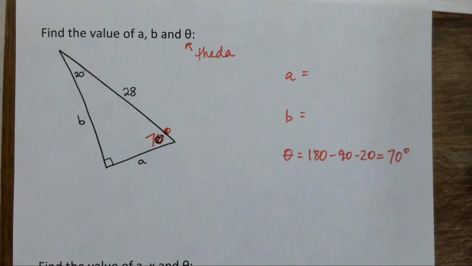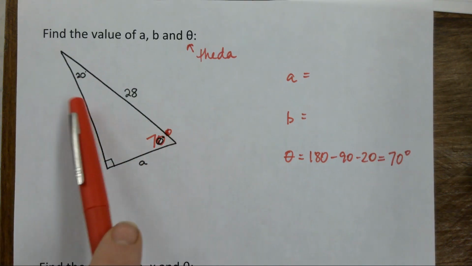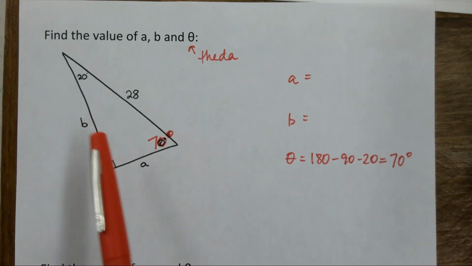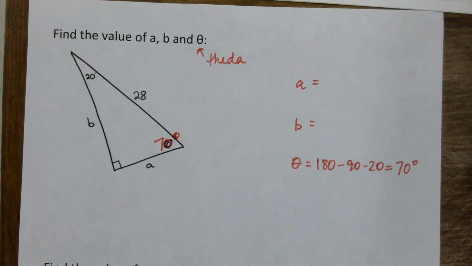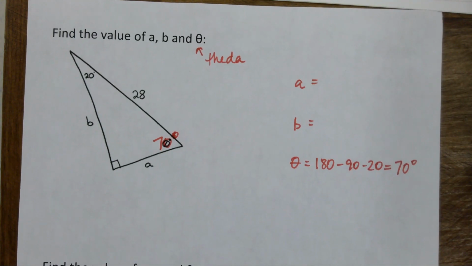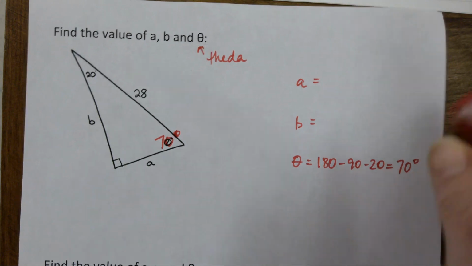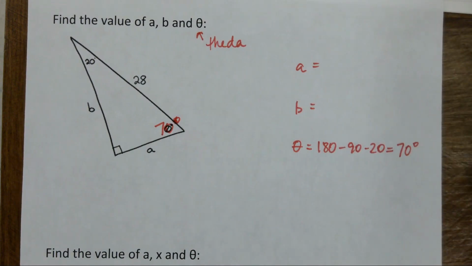I don't have enough information to do Pythagorean theorem, do I? This is not a special right triangle, so I can't use any of those rules. How do I know it's not special right? What do these angles have to be for one of our special ones? 45 and 45 or 30 and 60. This is 20 and 70, so it won't work. So what's my other option? What did we do yesterday? Set up our SOHCAHTOA, set up a trig function.